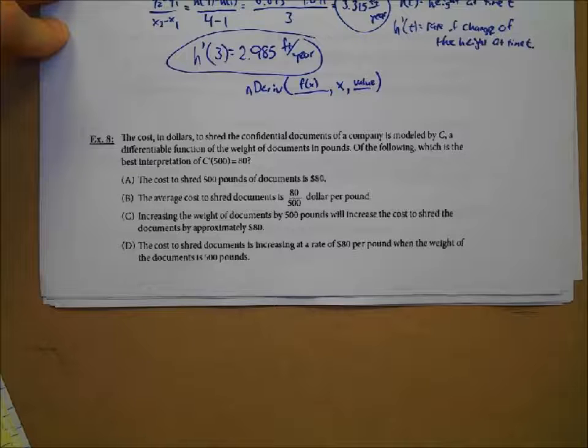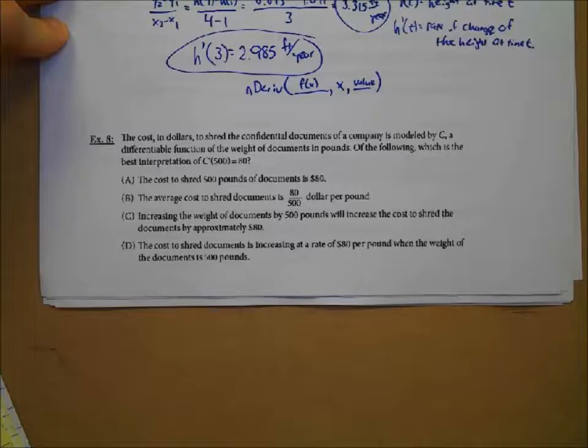Okay, real quick here. Before I reveal what the answer is, I walked around and some of you had it, some of you didn't. That's okay. Let's talk about what this function is. So we have the cost in dollars to shred the confidential documents of a company is modeled by C. So C is a cost, okay? And C is a differentiable function of the weight. So it's cost as a function of the weight. So the weight is our independent variable here. The cost is the dependent variable. The cost depends on the weight of documents, okay?